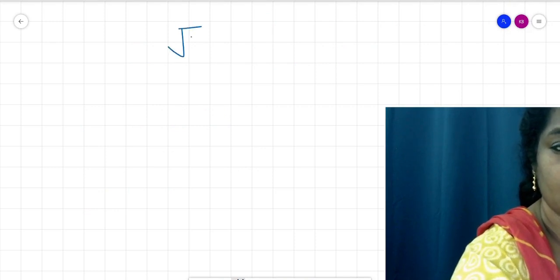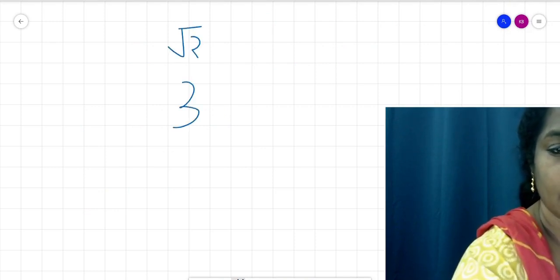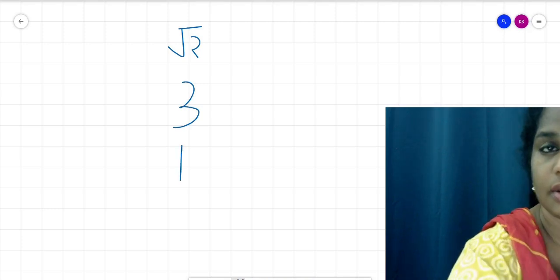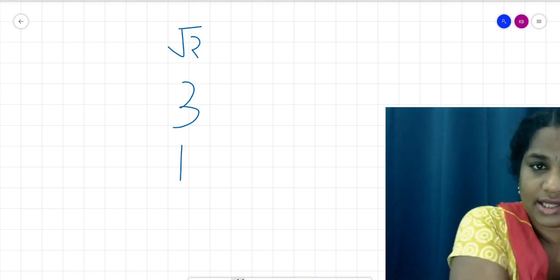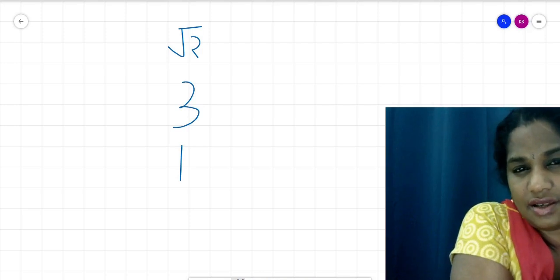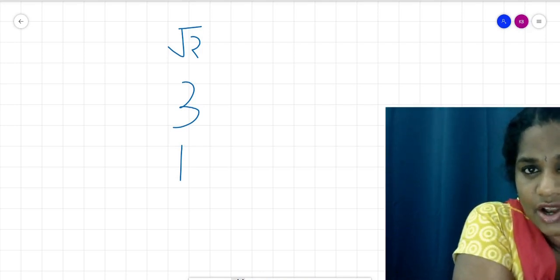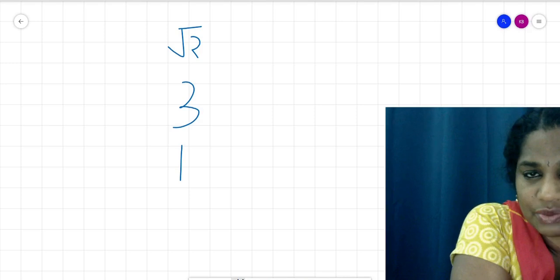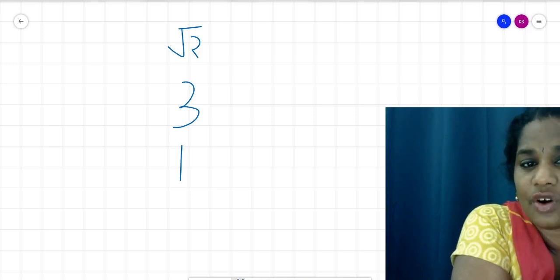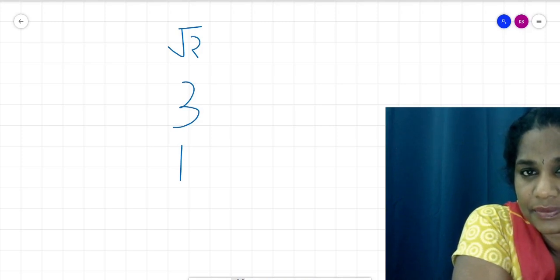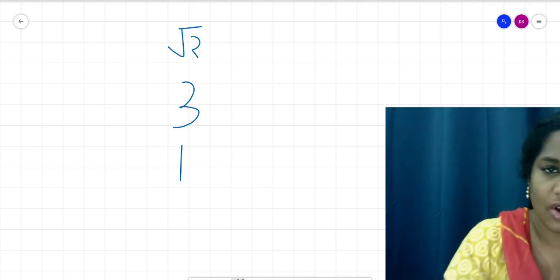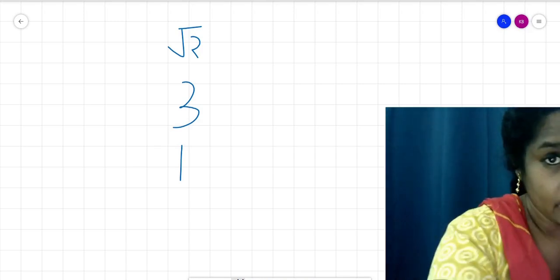under root 2 or 3 or 1, what are these called as? What is the degree of these? We have discussed it a little bit. So if you are able to recollect, that would be nice. What is the degree of all these constants? Any idea? Degree of all the constants.